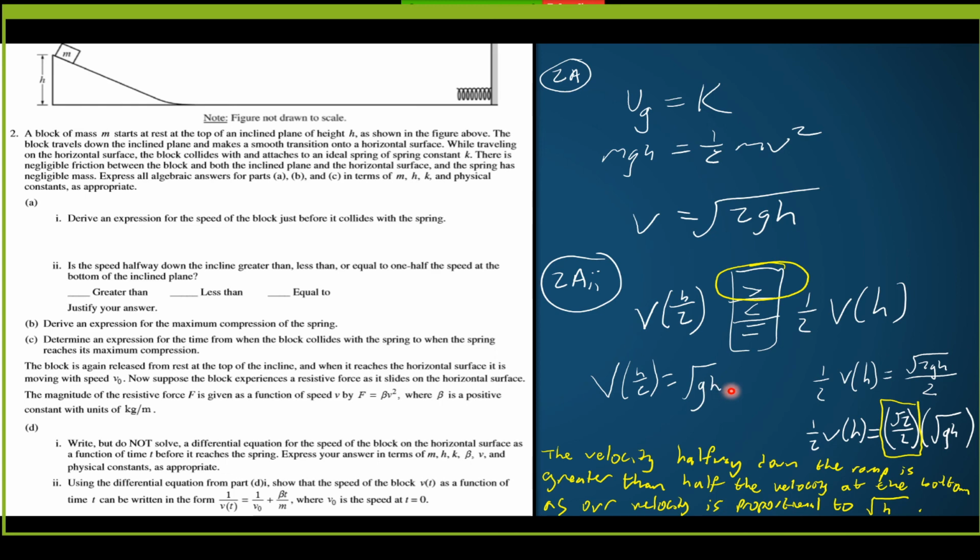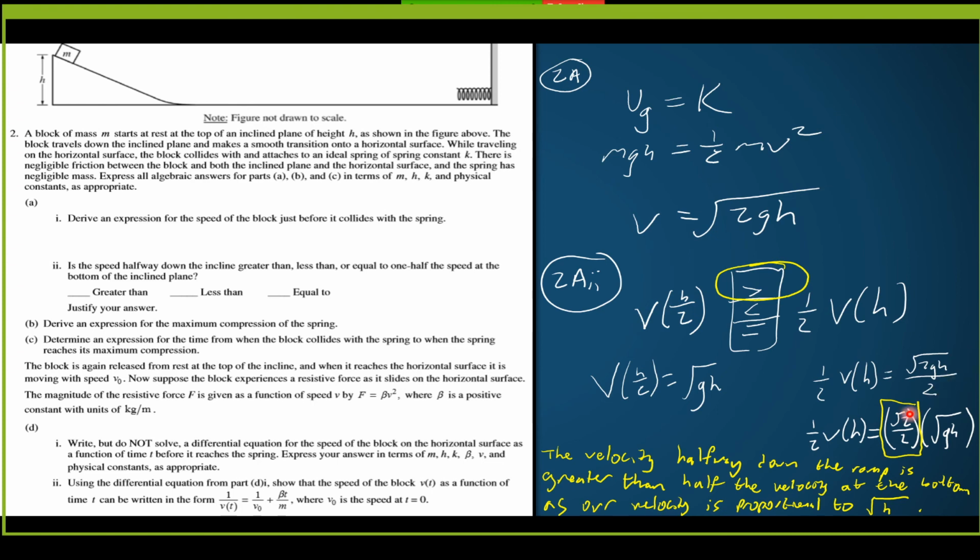On the other side, I have half of our velocity at the bottom of the inclined plane. So if I plug in h as the total change in h that we have traveled so far, then I'll get root 2gh. If I multiply by 1/2, that'll be root 2gh divided by 2. This is a little bit hard to compare right now, so what I'm going to do is pull my constants out and see what happens for my comparisons.